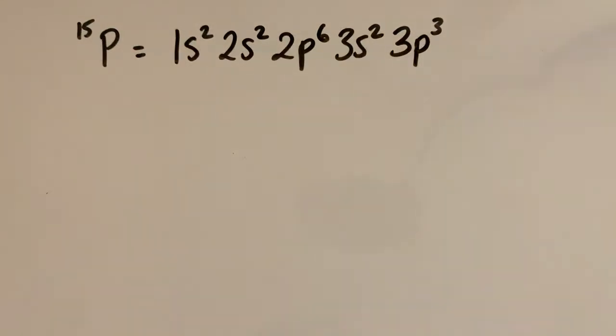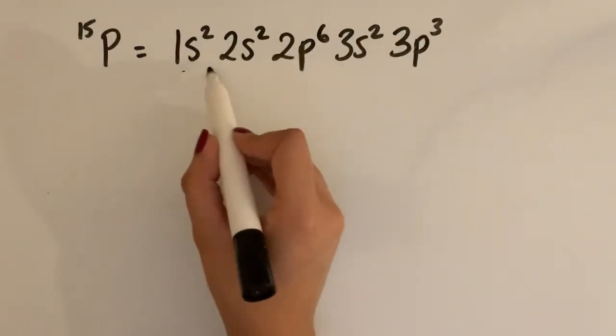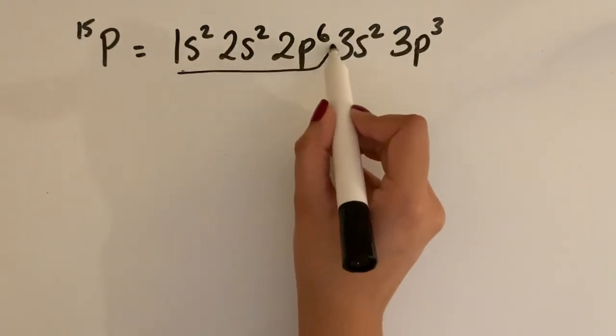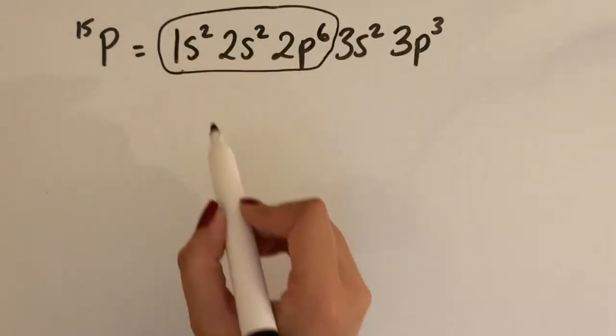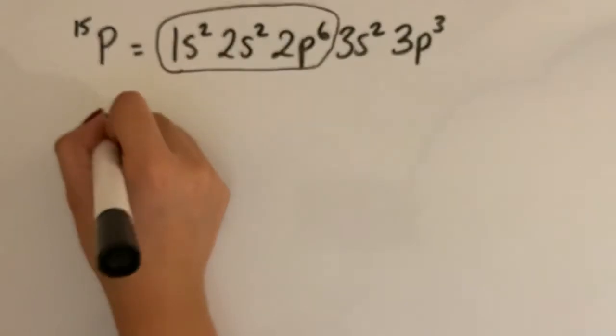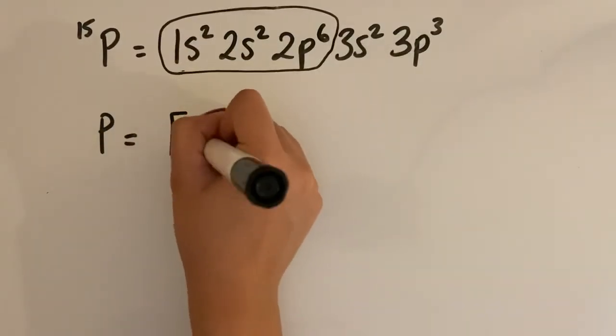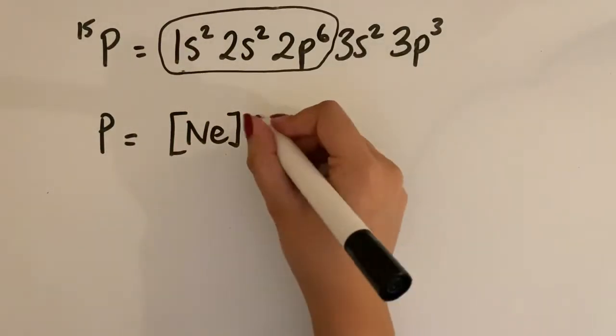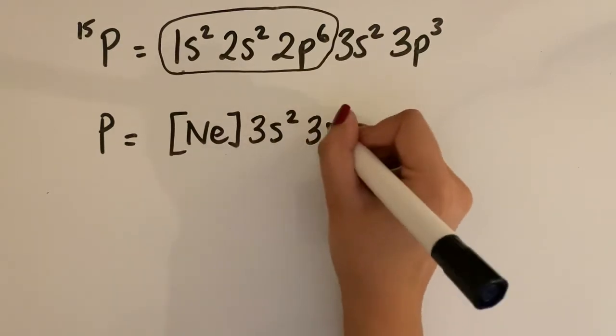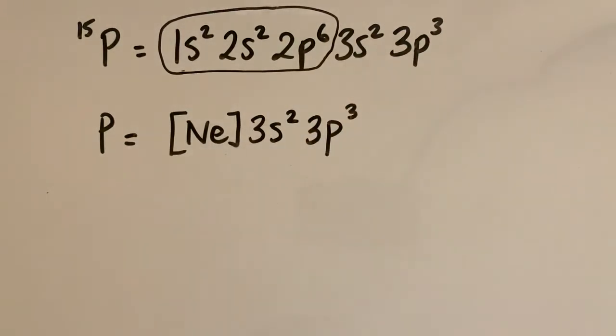The noble gas just before phosphorus again was neon. So neon is 1s2, 2s2, 2p6. So I can write phosphorus as neon and then just 3s2, 3p3, like that. So that's the shorthand configuration or the noble gas configuration that we can use.